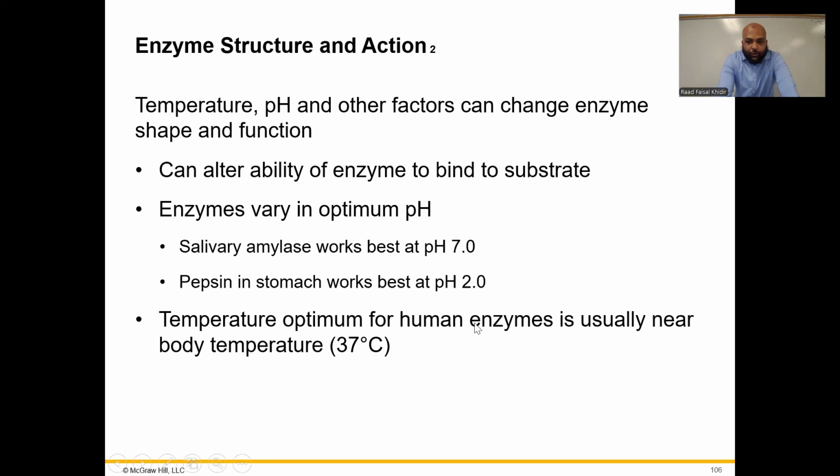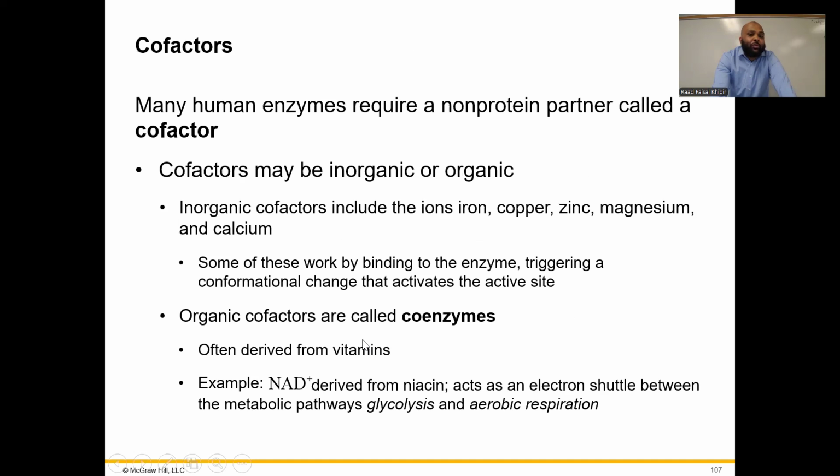Temperature optimum for human enzymes is usually near the body temperature. So most of, like, that's what I was saying. Pepsin works the best at pH 2, so low in the stomach, while salivary amylase works best at pH 7 when the pH is so high. Very basic. But temperature, they work at 37. You heat it up more than that, then you're going to destroy it. You're going to destroy the enzyme.